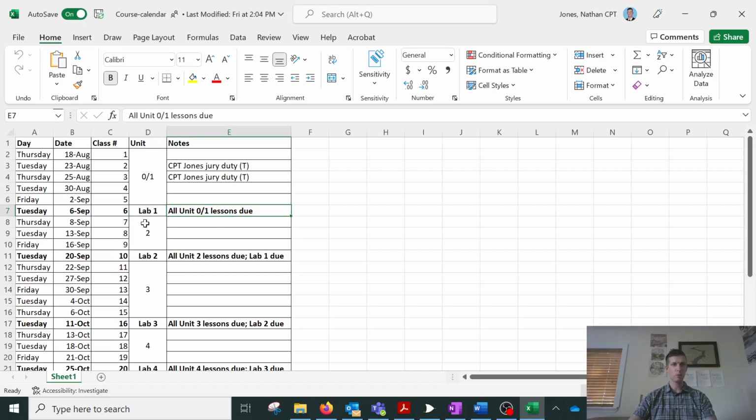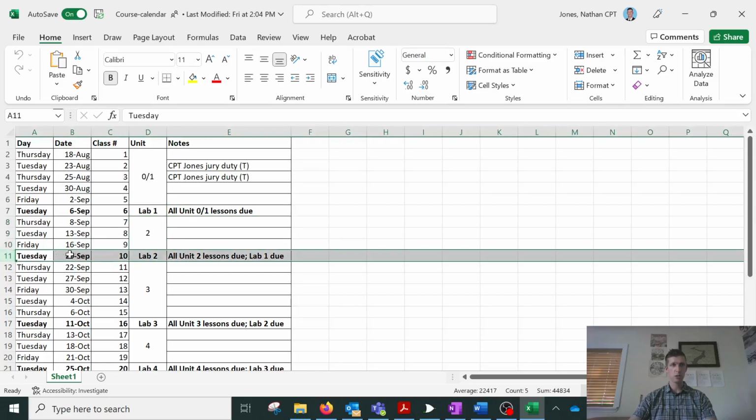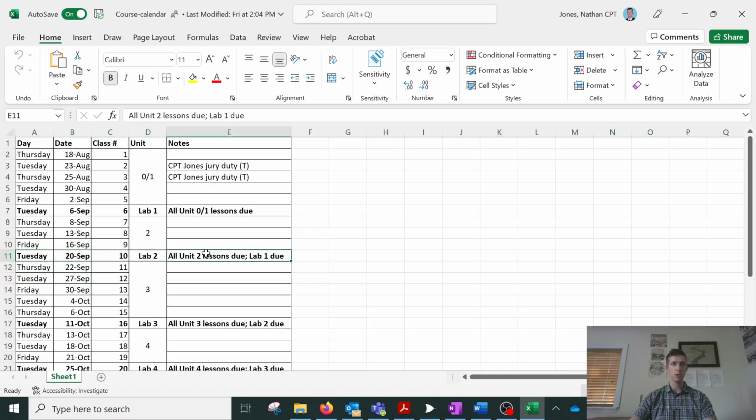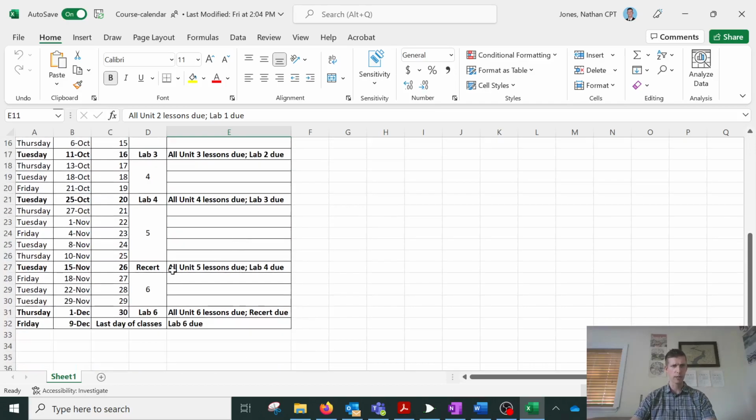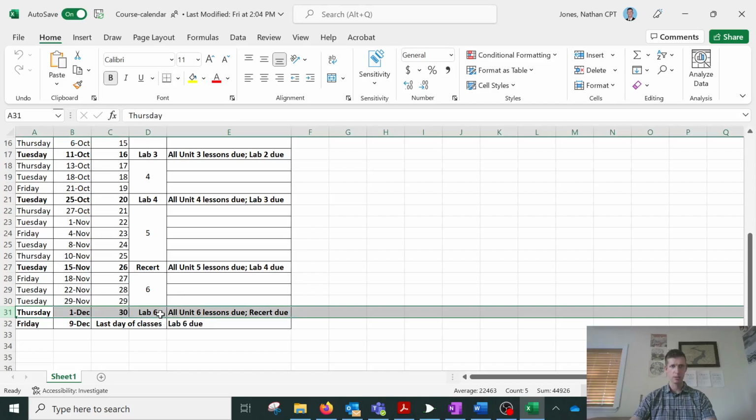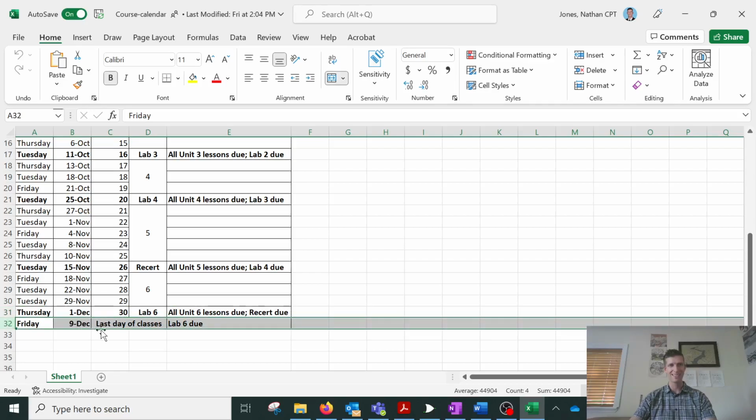The next time we meet, we'll start Unit 2. Tentatively on September 20th is when we'll do our second lab in class. That's when the Unit 2 lessons are due and the first lab is due. And the only other thing I'll point out is down here, the last time we meet is when we'll do Lab 6. I'm planning on there being a lab, and I'll take that, even though we won't meet, that'll be due on the last day of classes, a little over a week later.